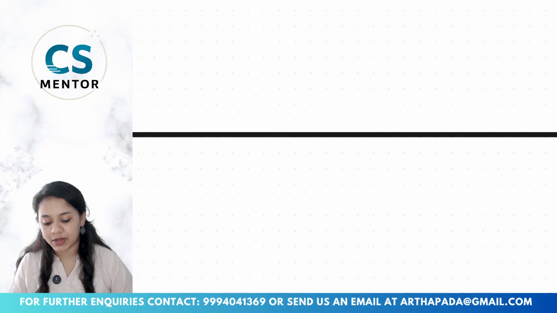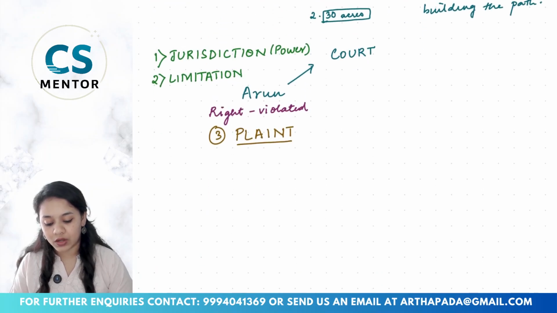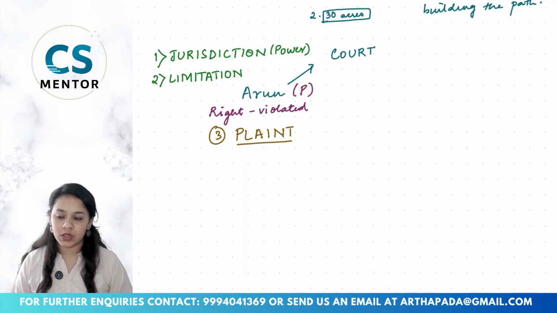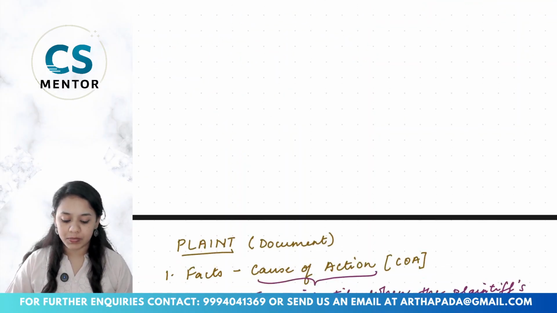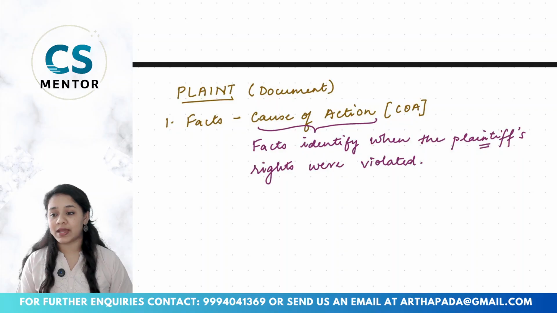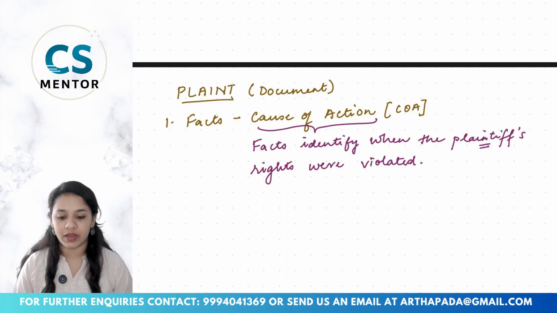And that brings us back to Arun over here. Arun is who we call the plaintiff. So, in short, I will call him P. So now we're still talking about the plaint itself. A plaint is a document which determines the facts and ultimately the cause of action, which is nothing other than when the rights were violated.